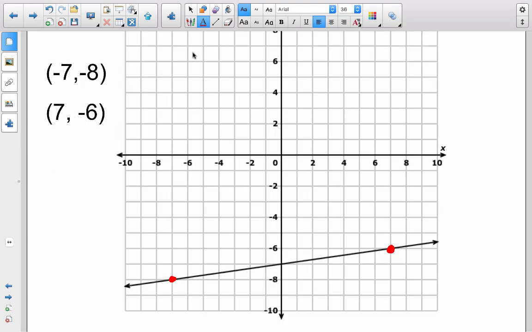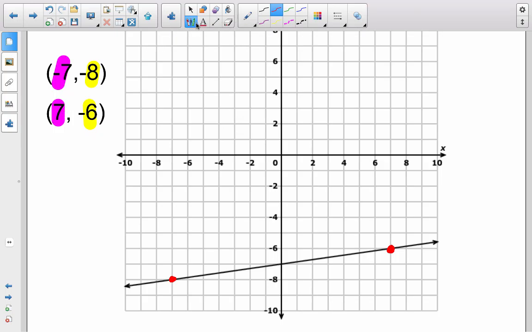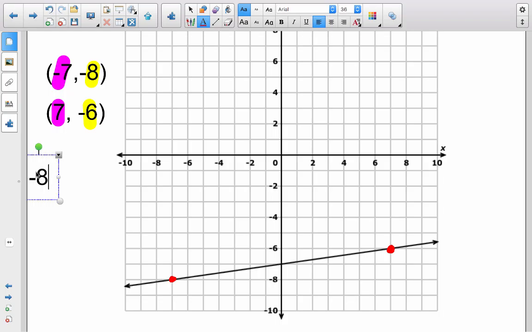Keeping in mind what we learned about slope, we know that it's the change in y divided by the change in x. My y coordinates are the -8 and the -6, and my x coordinates are the -7 and the 7. So to find my slope, I'm going to start off with my change in y. I'm going to choose to do -8 minus -6, and I'm going to divide that by -7 minus 7.